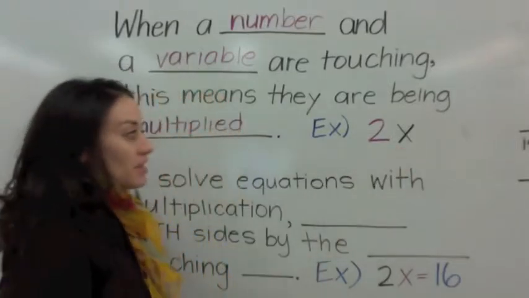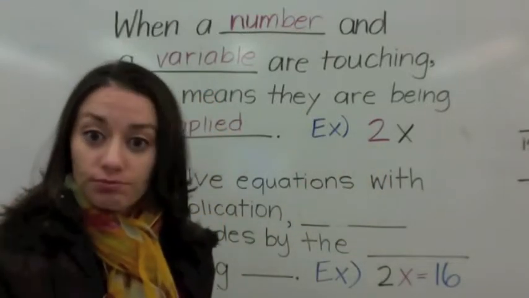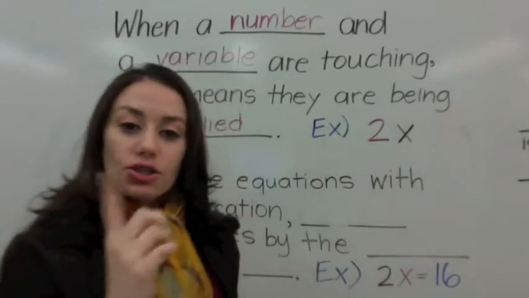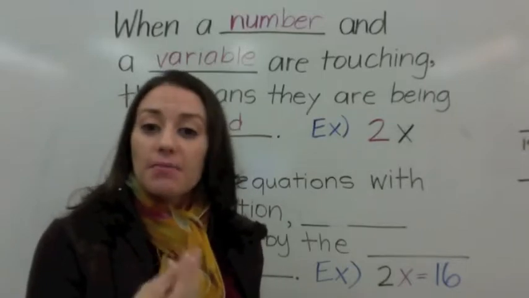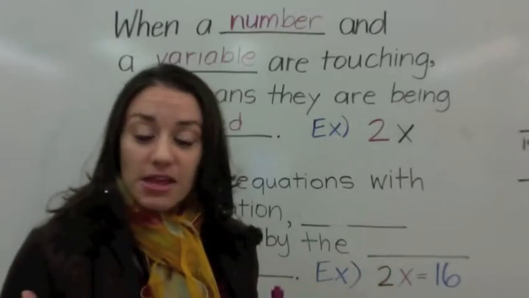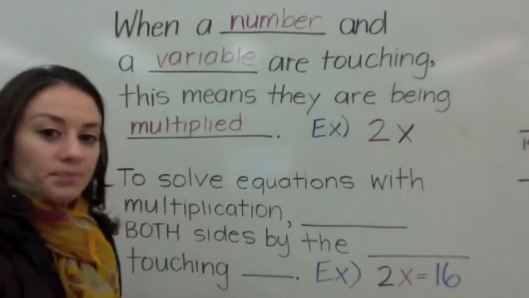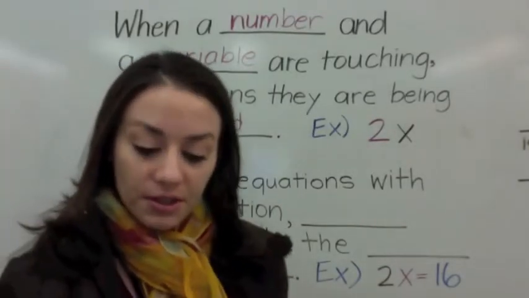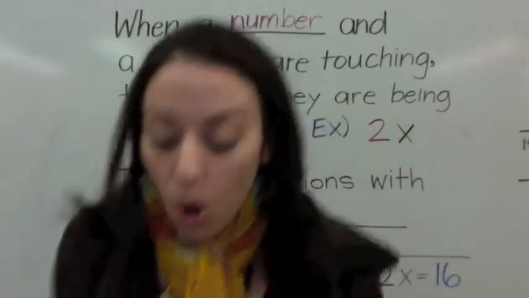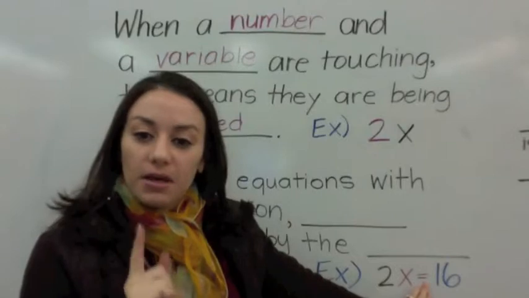You have to think about it like this. Let's say that the number, we're going to call Mr. 2, and the letter, we're going to call Miss X. Well, when Mr. 2 and Miss X get married, they become 2X, right? We think married, multiplied. That's the same thing. And 2X is one term. Now, when you have an equation, remember, an equation has an equal sign. This is an expression by itself. When it has an equal sign, it becomes an equation.